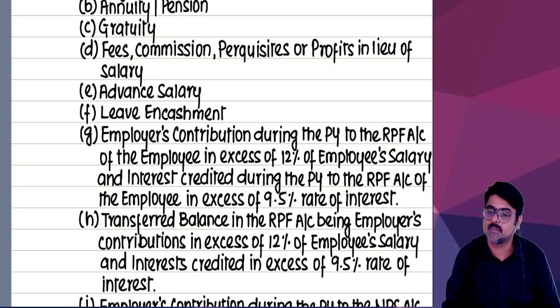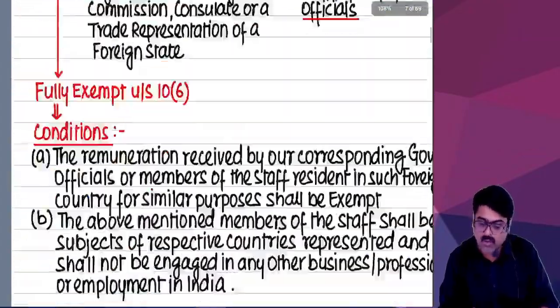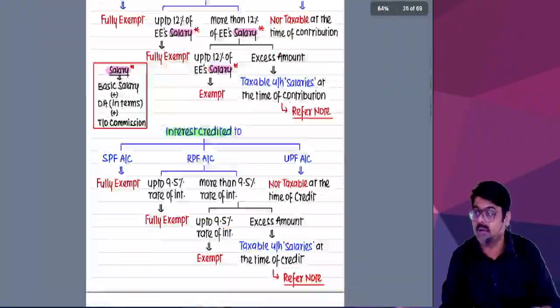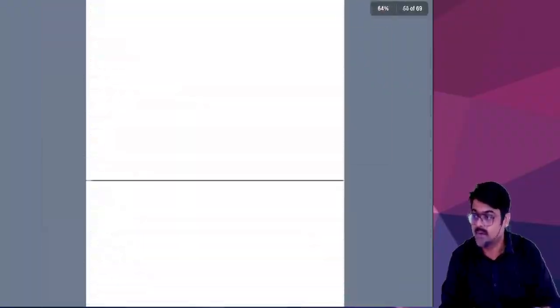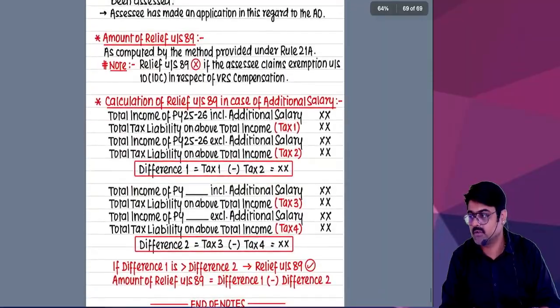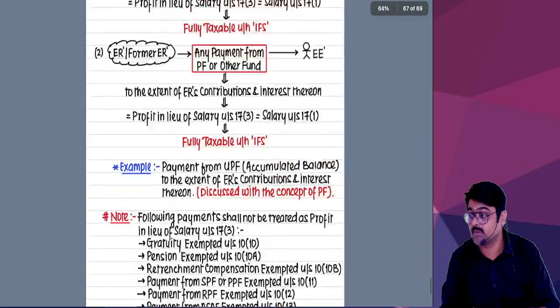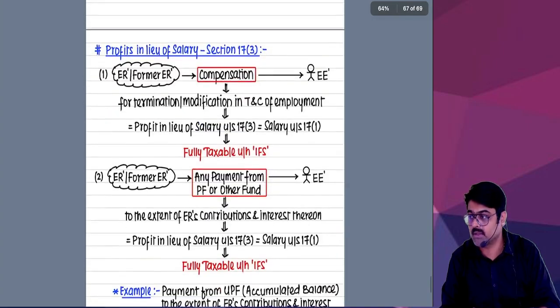Understood? All those amounts are treated as profit in lieu of salary. So now we are going to see what are profits in lieu of salary. The entire discussion I have done, each and everything I have explained. Now if you do not remember all these things, friends, it is your mistake. I don't have to do anything with that. It is your mistake now because you don't remember the things.